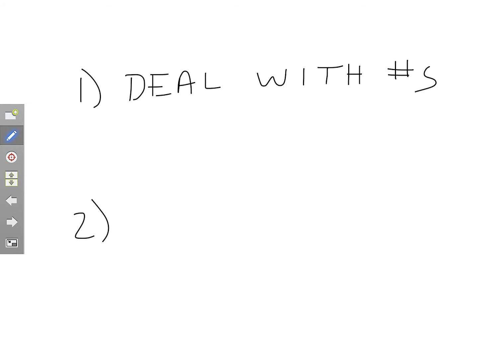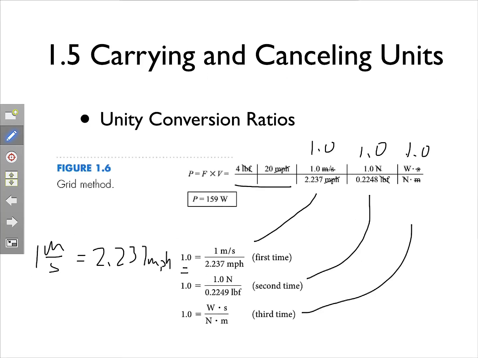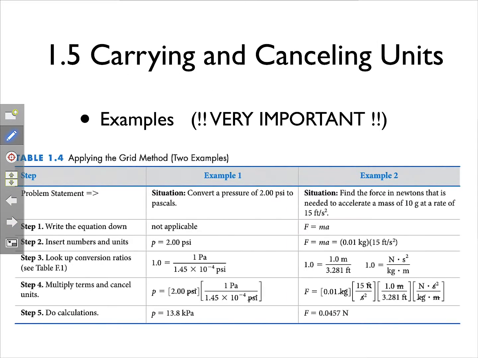So this is actually kind of a two-step process. When I teach this, I always say you're dealing with 2 things here. You're going to deal with numbers. You're going to basically multiply and divide and do whatever sort of math you need to do. But you're not done until you also deal with your units. So it's a 2-step process. You must do both.